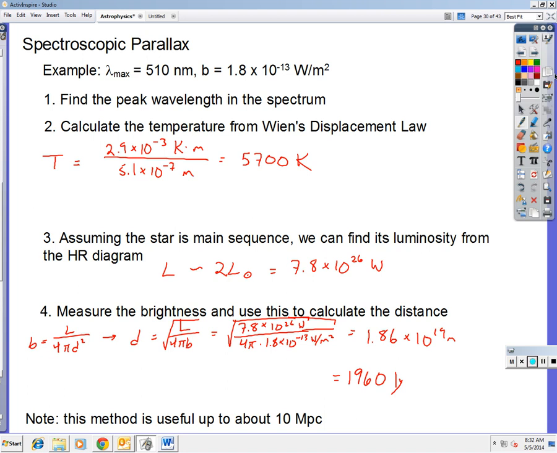So what you need to know is how parallax works, be able to explain it, what kind of measurements are made, how the calculations are done, know what an arcsecond is, know what a parsec is, and you need to know what spectroscopic parallax is too, and given brightness and maximum wavelength, be able to calculate the distance to the star using that method.